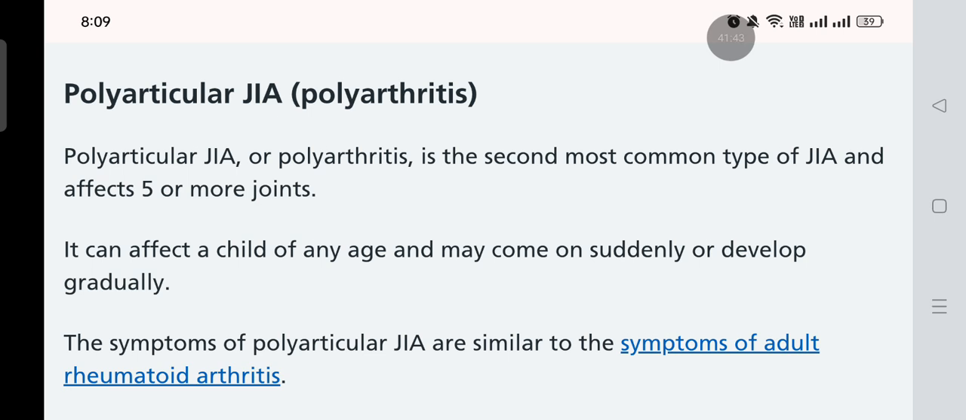Polyarthritis is the second most common type of JIA and affects 5 or more joints. It can affect a child of any age and may come on suddenly or develop gradually.